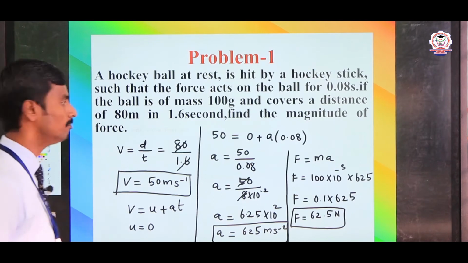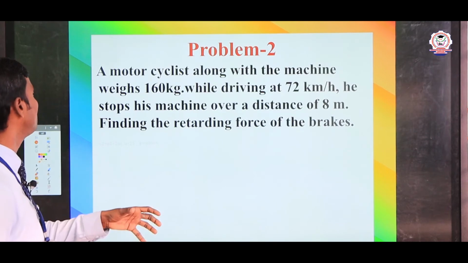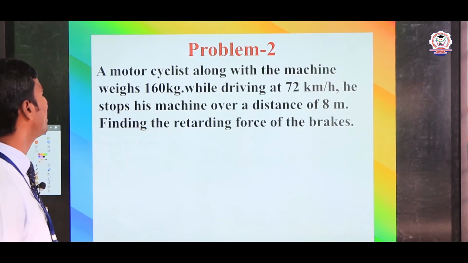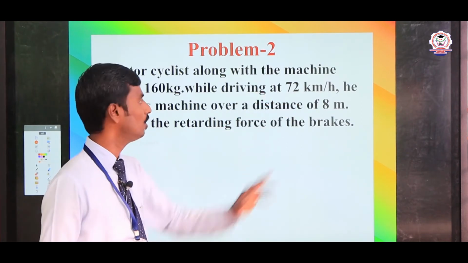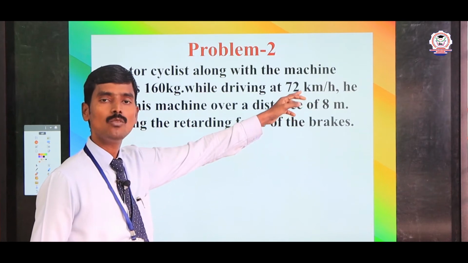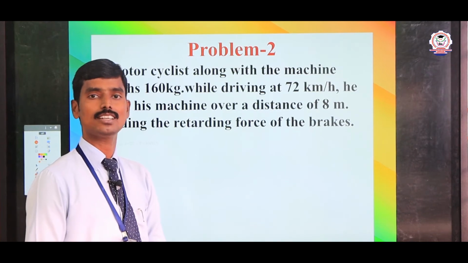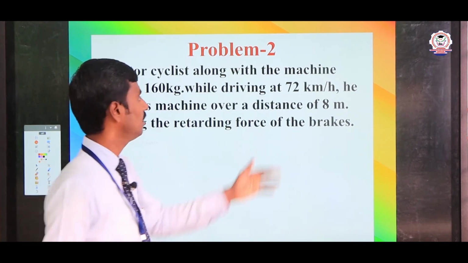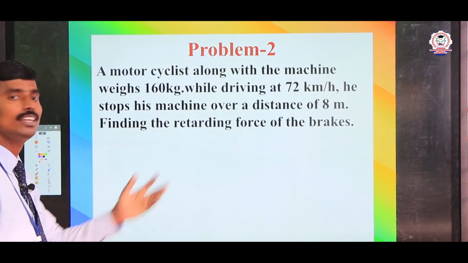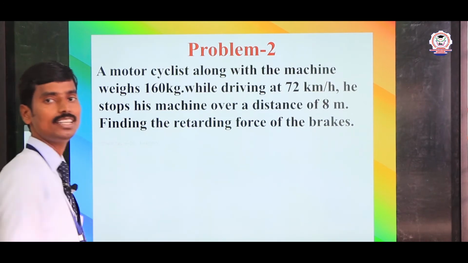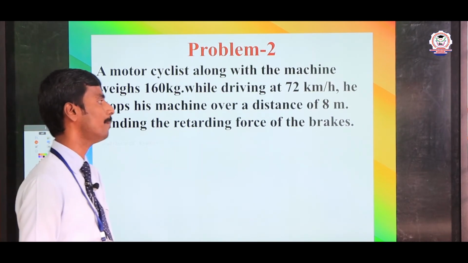Okay, so next, problem number 2. A motor cyclist along with his machine weighs 160 kilogram while driving at 72 km per hour. We already know that 1 kilometer equals 1000 meter, and 1 hour equals 60 minutes and 60 seconds. We just want to convert it to meter per second. The next part: he stops his machine over a distance of 8 meter. So here displacement is given, 8 meter. Then we have to find the retarding force of the brakes.